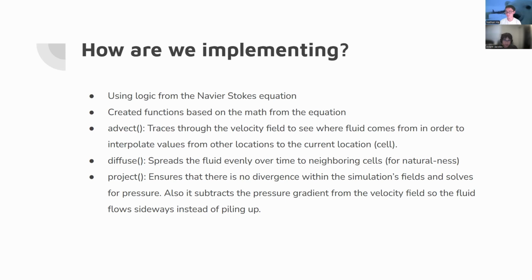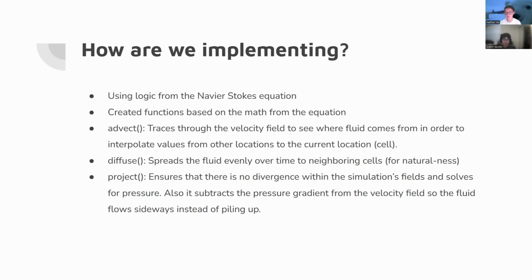So we have the advect function, which traces through the velocity field to see where fluid comes from, in order to interpolate values from one location to another location. So it's basically neighboring cells interacting with each other. The diffuse function spreads fluid evenly out over time to neighboring cells. Imagine you drop blue dye inside a cup of water. It diffuses throughout the whole cup, and the diffuse function does that inside a simulation naturally.